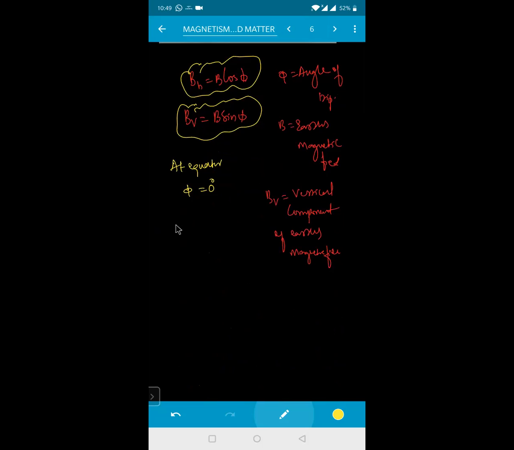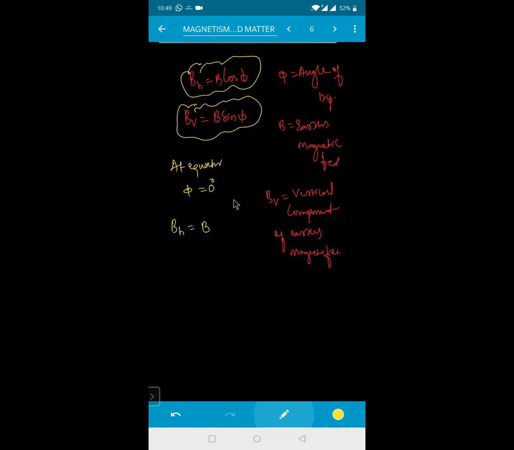So if the phi value is 0, what will the horizontal component be? Cos 0 is how much? 1. So that means this will become B. If I take that relation, the Earth's magnetic field is parallel to the field. That means a freely suspended magnet will always come horizontal to the magnetic field. That thing we need to remember here.